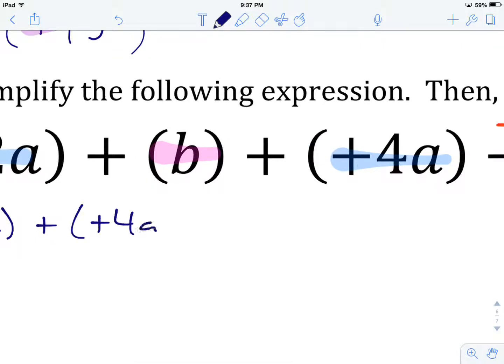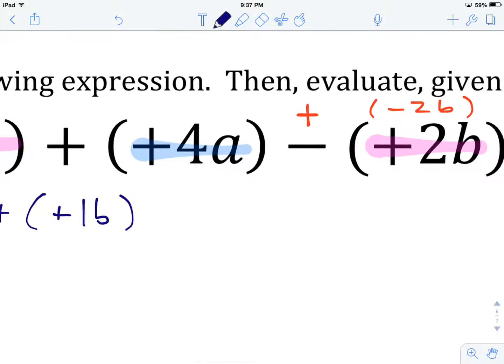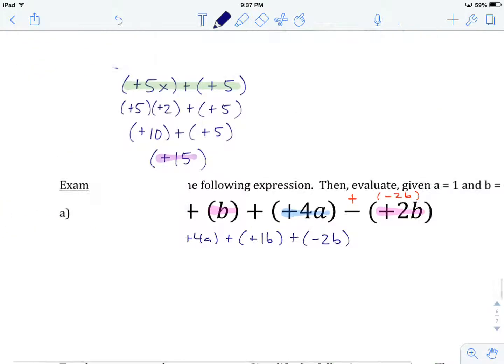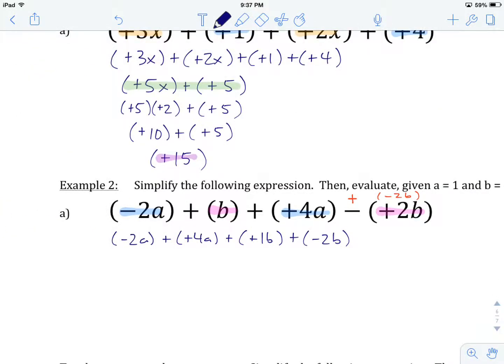plus positive 4a plus, I'm going to put this in, positive 1b. Again, this is just to sort of keep an integer in front there. I don't have to write it, but this will help me during the next step, plus negative 2b. So there we have it. That's my rewrite step. Now we're going to combine.